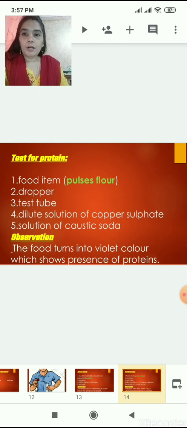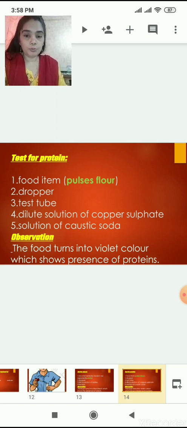Now, one more test is remaining, children. We finished the test for carbohydrates and the test for proteins, and the remaining one is the test for fats. The test for carbohydrates will change the color to blue black, and for protein, violet. Now let's begin.